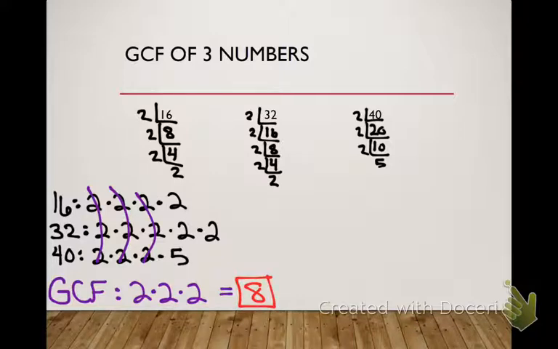All right, so the biggest thing you need to remember about GCF of three numbers is it must be a factor in all three numbers to count as a set. All right? Okay, so that's GCF of three numbers.